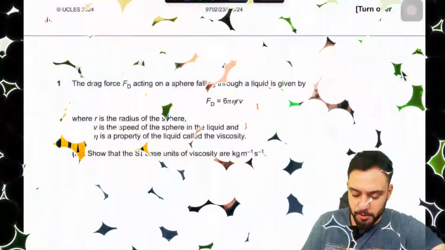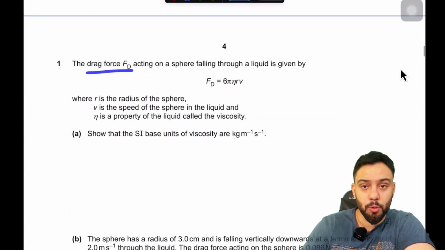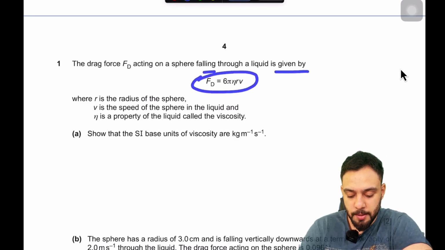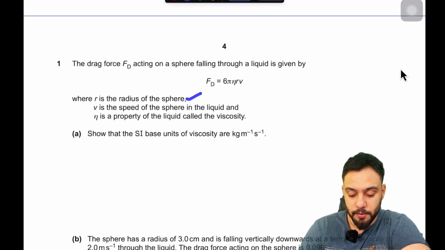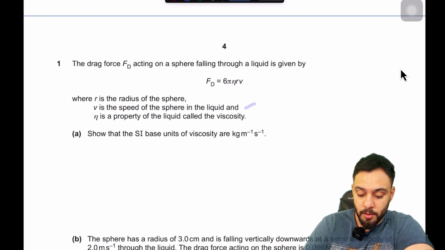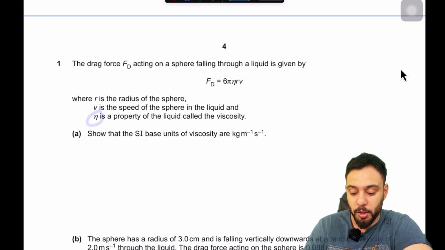Let's begin. Question one states that a drag force Fd acting on a sphere falling through a liquid is given by this equation, where r is the radius of the sphere, v is the speed of the sphere in the liquid, and this eta is a property of the liquid called the viscosity. Show that the SI base units of the viscosity are kg m^-1 s^-1.